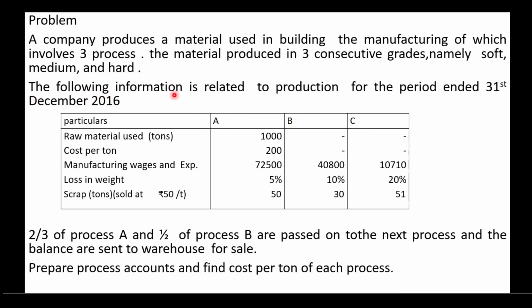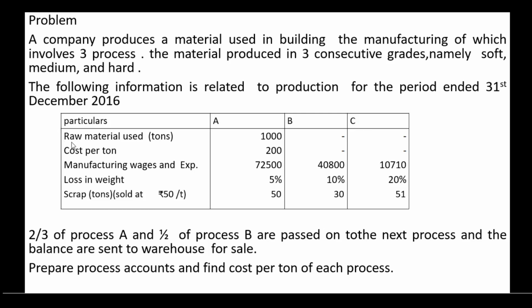The following information is related to production for the period ended 31st December 2016. So they are giving information about the production for this date, and these are the particulars A, B and C.